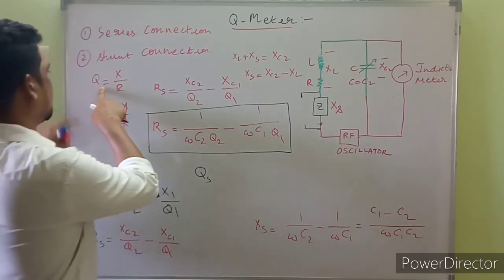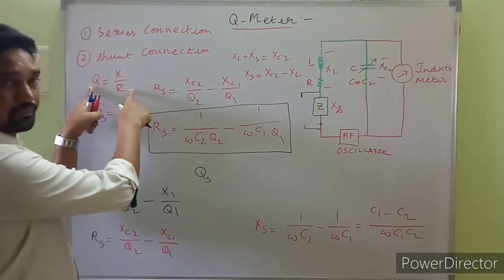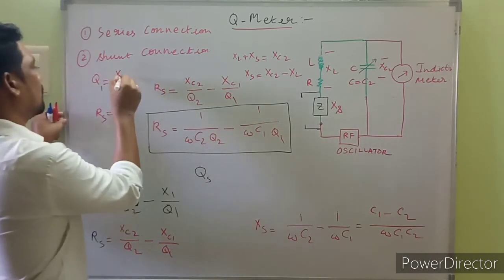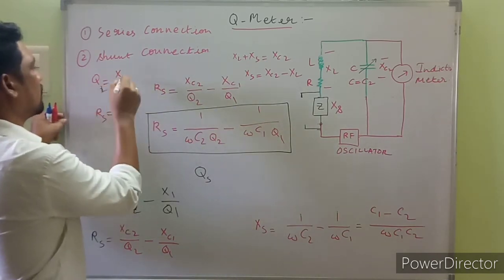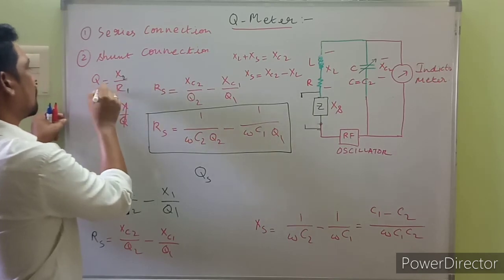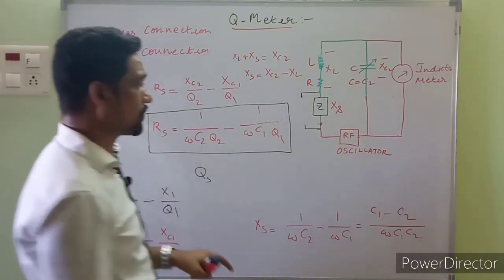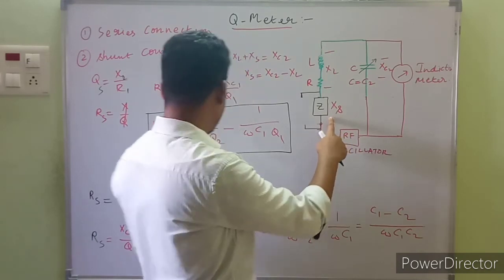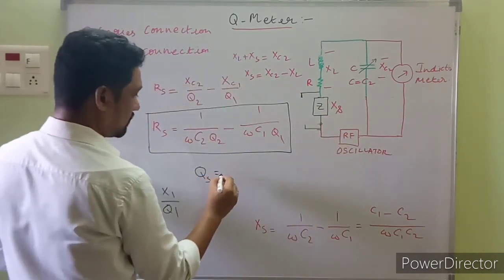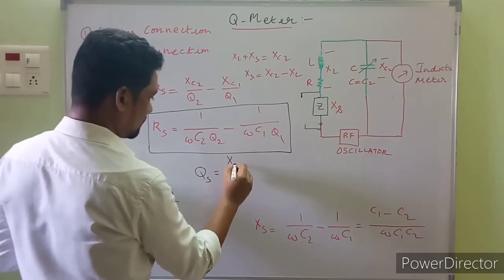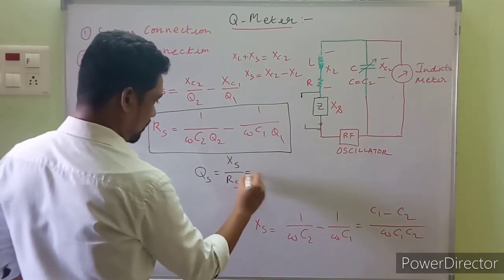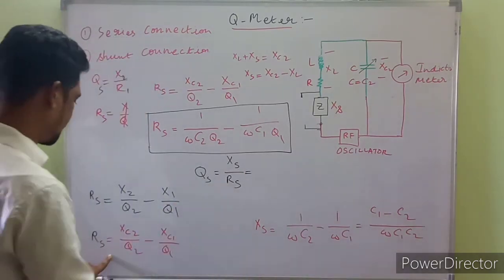Going back, Q equal to X by R, so Q1 equal to X1 by R1, Q2 equal to X2 by R2. So QS, the quality factor of the unknown impedance which is in series, will be equal to XS upon RS. Hope you can find this expression. You can see this, right?